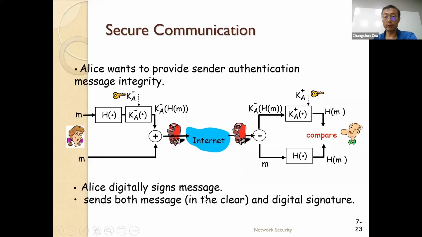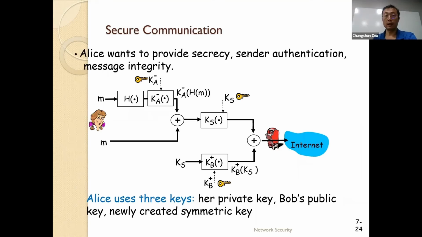Of course, in this communication, the message is transmitted in plain text, so the message is not confidential. So what if we want to provide both functions, both integrity and confidentiality? Then we just simply combine these two operations together. First, you generate the digital signature to put together with the message to prove sender authentication and message integrity. Then you encrypt everything using this symmetric session key that you have picked.